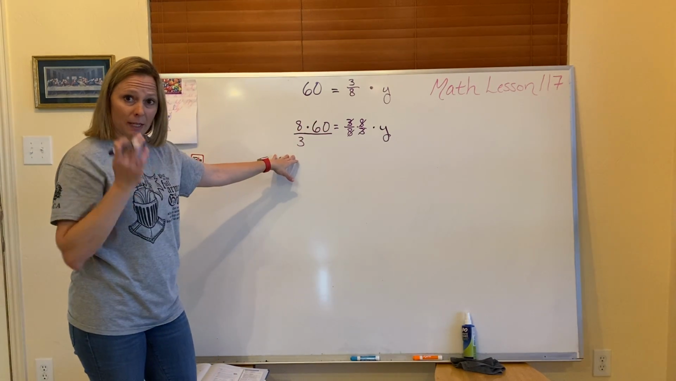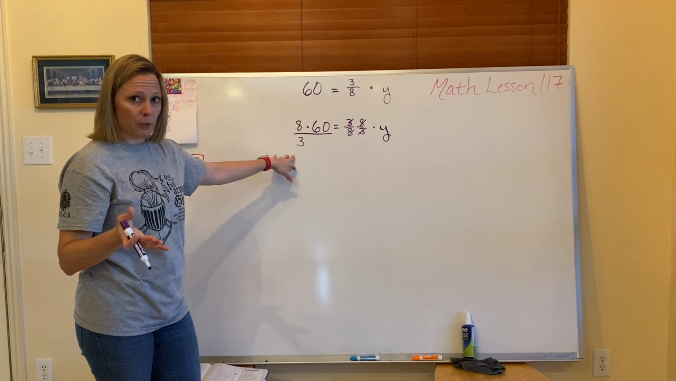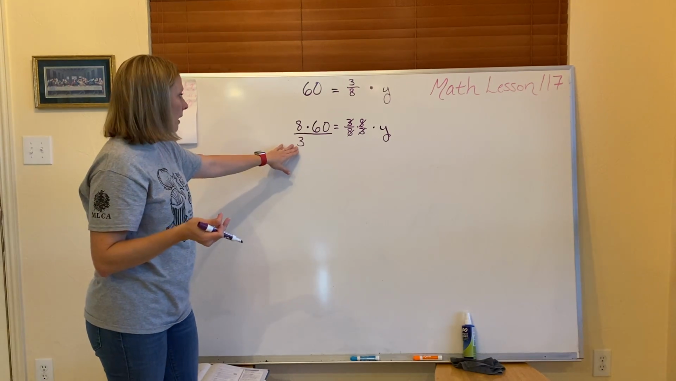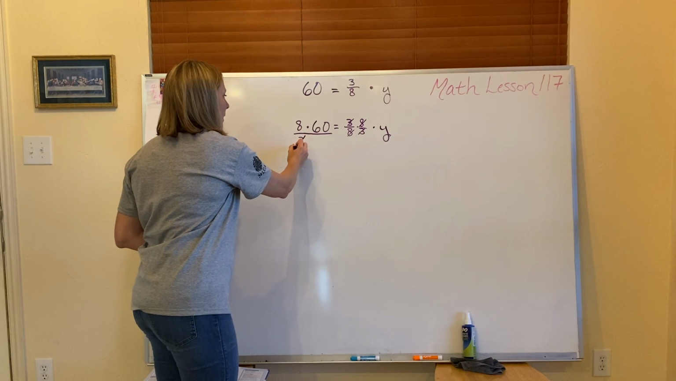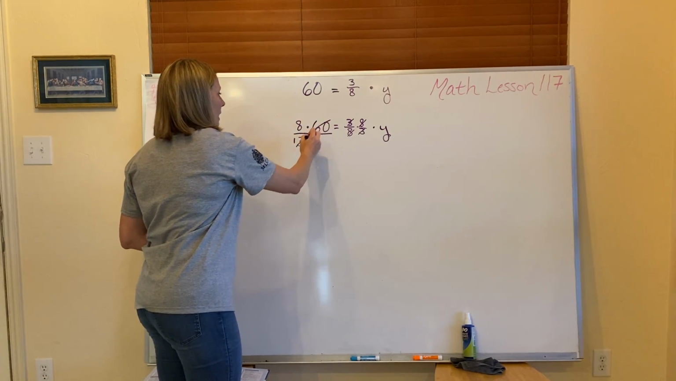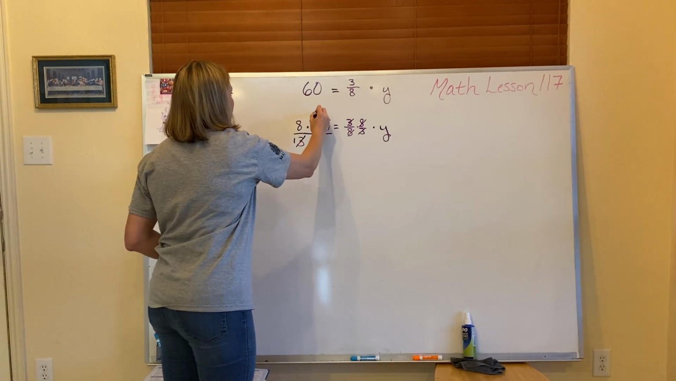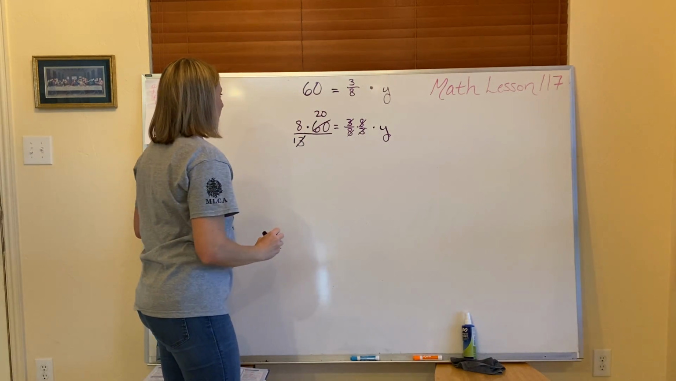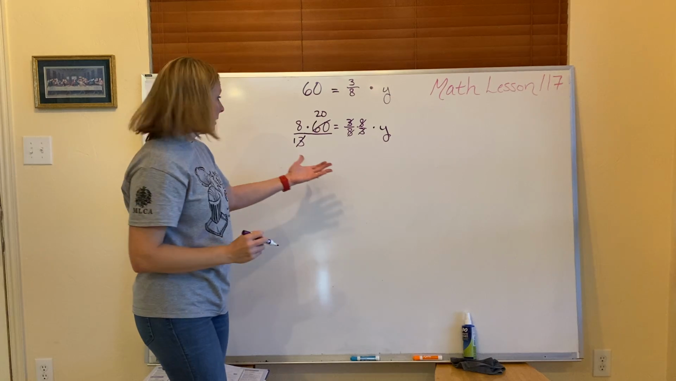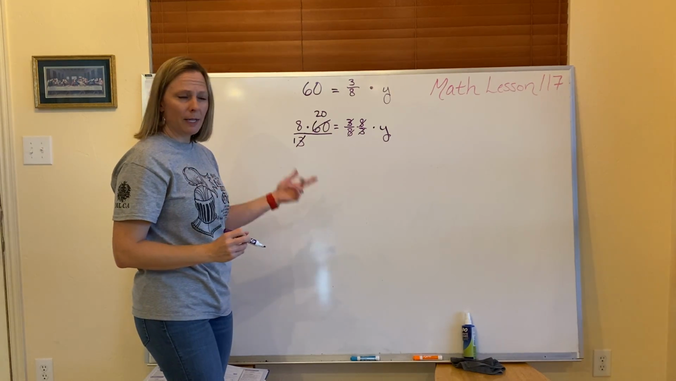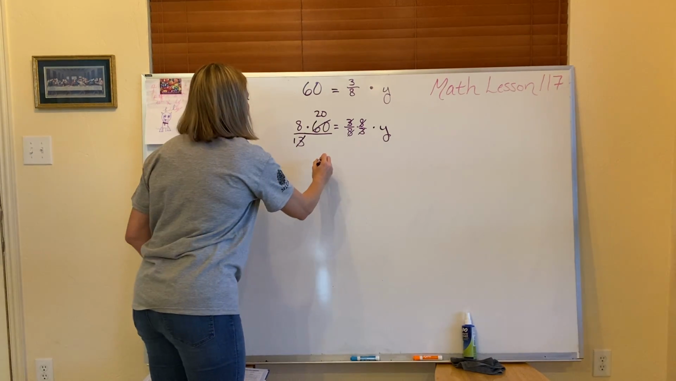Can we reduce anything before we start to do some arithmetic? Yes, we can. Let's put 3 into 60. So 3 divided by 3 is 1. 3 goes into 60 20 times. All right, so now we have 8 times 20 equals y. What is 8 times 20? 160.